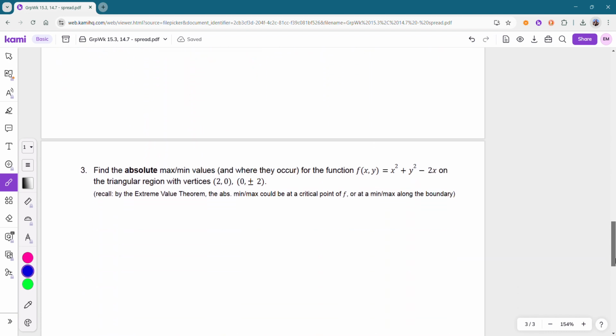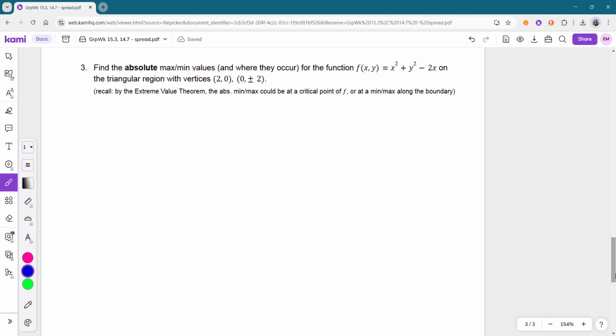Last problem is a min-max problem where we are looking for the absolute min and maxes of our function here on a triangular region. And from the extreme value theorem, there's 2 possibilities where these things could be hiding, either at a natural critical point of our function or along the boundary at a min or max along there. So to start, let's get a picture of our domain we're min-maxing over.